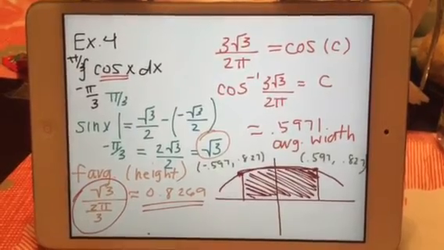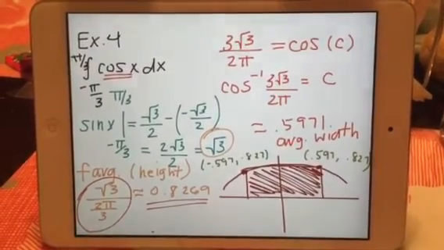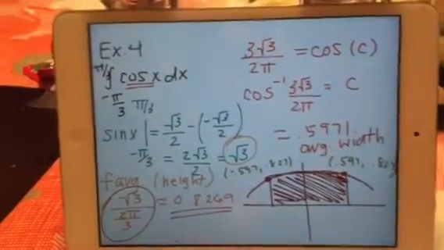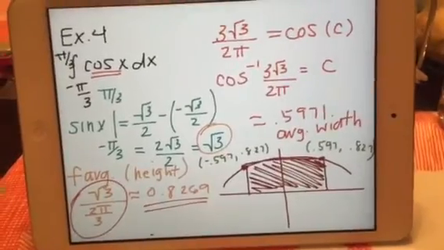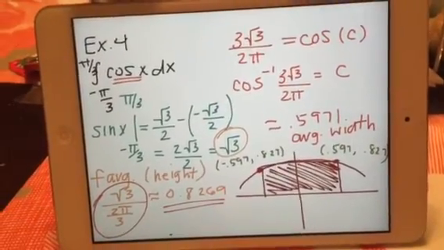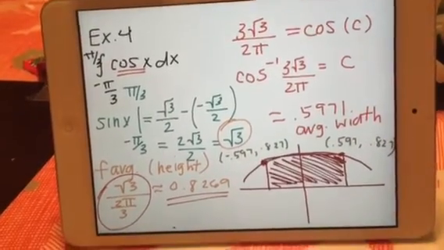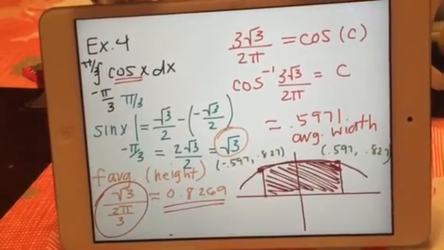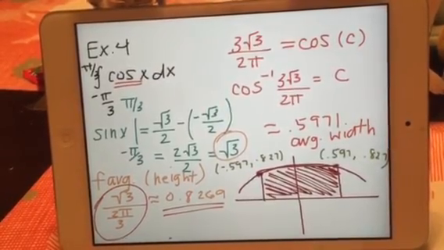Now if we sketched it out, it would look something like this drawing here, and given our average height and our average width values, those would give us the rectangle underneath the curve within that interval that would give us the most approximate solution to the area underneath the curve. I hope this video has helped, and I shall see you soon.